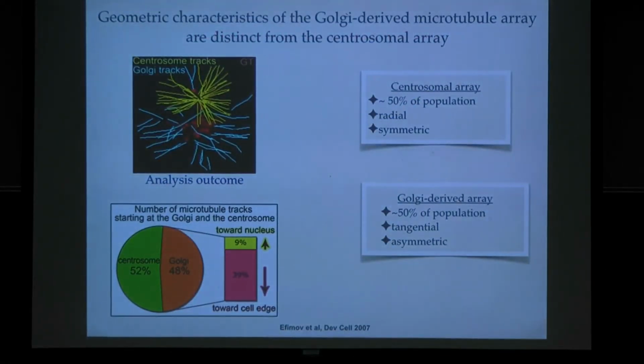So in migrating cells, in motile mesenchymal cells, it is important that the Golgi-derived microtubule array is asymmetric as compared to the centrosomal array, which is truly radial and extends equally to all sides. Golgi-derived microtubules extend predominantly toward the cell edge. And in a migrating cell, the Golgi is located toward the cell front, which means that they are extending toward the protruding, leading edge of the cell.